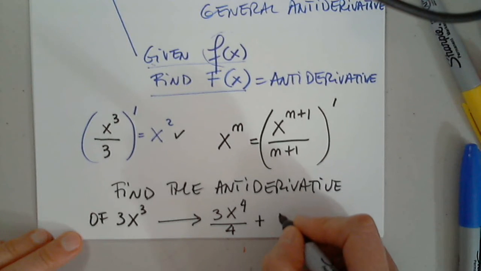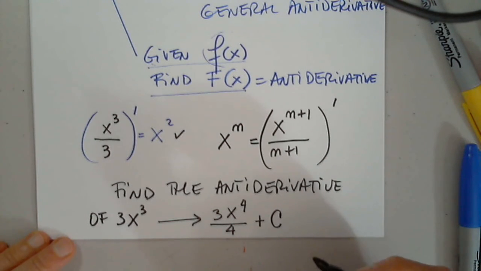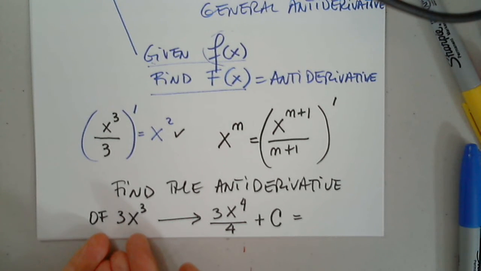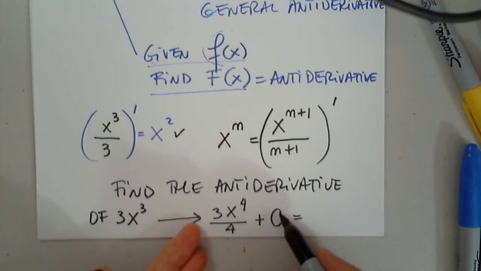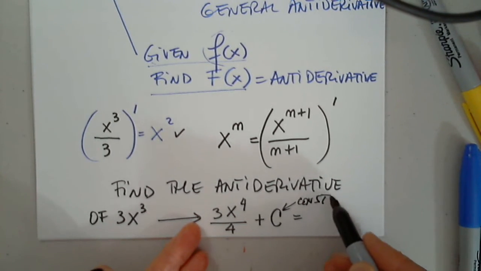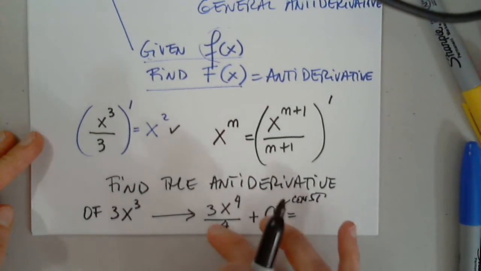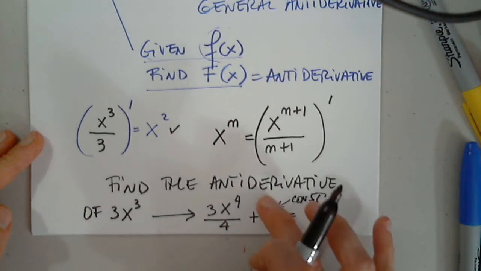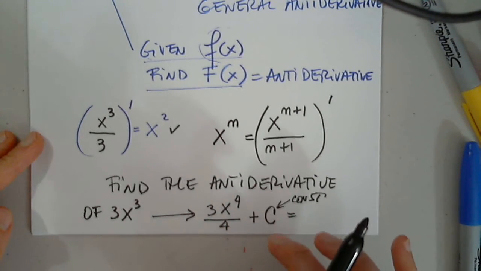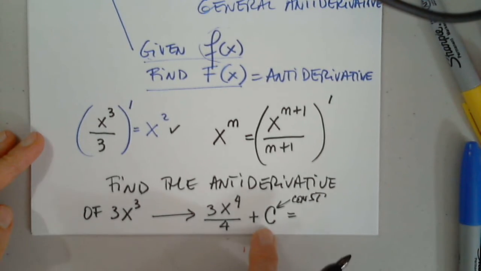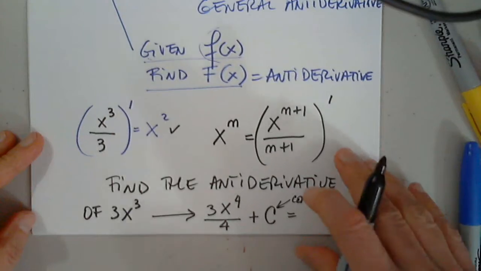If I put another constant here, then this becomes the most general, not just one antiderivative, the most general. There is a family of functions that have the same derivative, infinitely many. This is a constant, any constant you want. It could be from negative infinity to infinity. So this scenario gives us an infinite number of functions whose derivative is that. And this is the most general antiderivative.